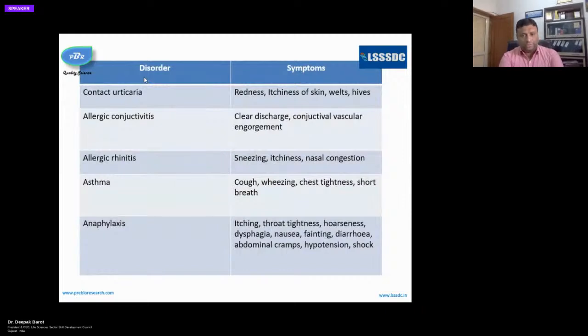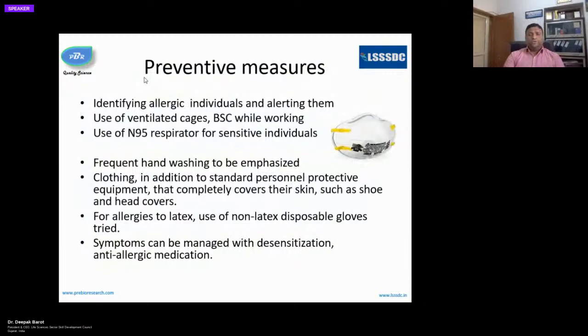And these are a few disorders whose symptoms I mentioned, like contact urticaria. If you have any redness or itchiness of the skin, it could be contact urticaria. If there is any eye discharge and conjunctival vascular engorgement, you can have allergic conjunctivitis. Allergic rhinitis relates to sneezing and itchiness. Asthma shows as wheezing and cough. Anaphylaxis shows as itching, throat tightness, hoarseness. All this will showcase the disorder you could have obtained from working in an animal facility or handling the animals. So the only way is to use proper preventive measures in terms of personal protective wear as well as vaccination.